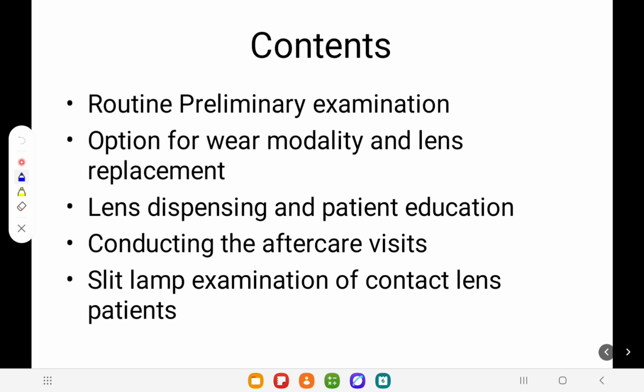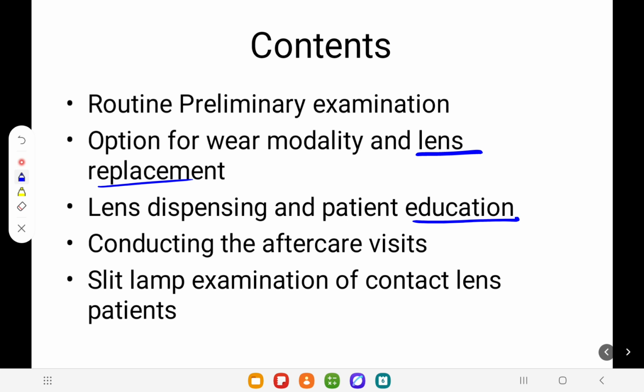Definitely, it depends upon the preliminary examination and what we find on the examination. On the basis of that and on the basis of history, we are selecting and suggesting the wearing modality, and we're thinking about the replacement modality. Lens dispensing and patient education also depend a lot upon the preliminary examination. History itself is part of the preliminary examination, and I think we have made a separate, detailed video for the history. I think that will be better, but we will definitely talk about history today also.